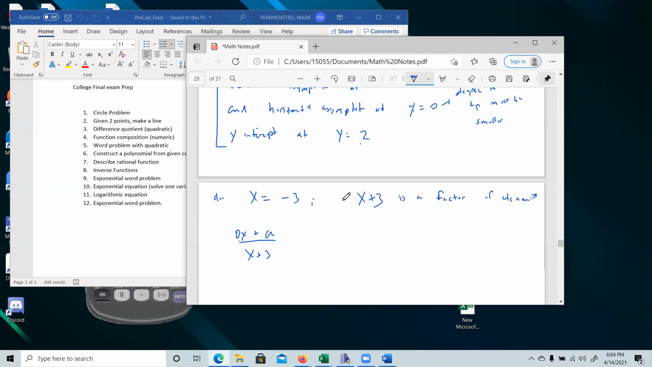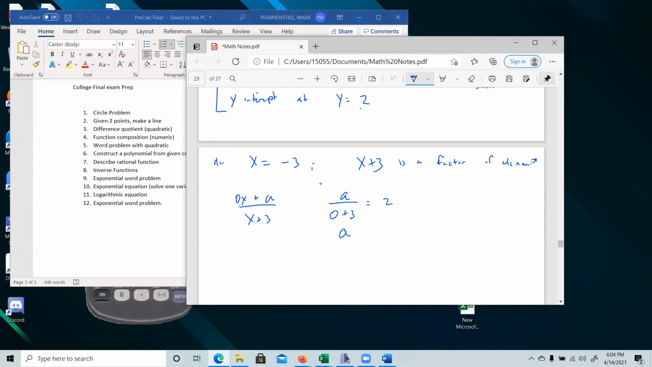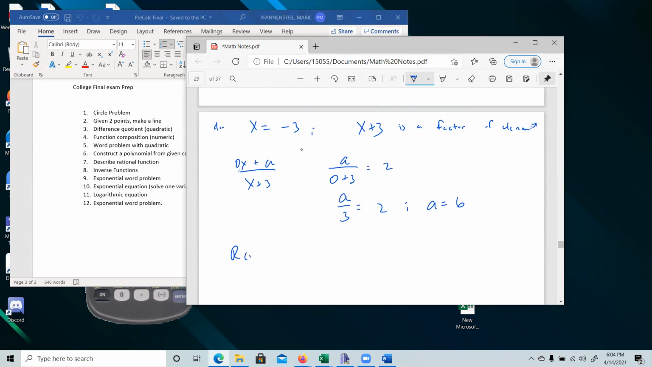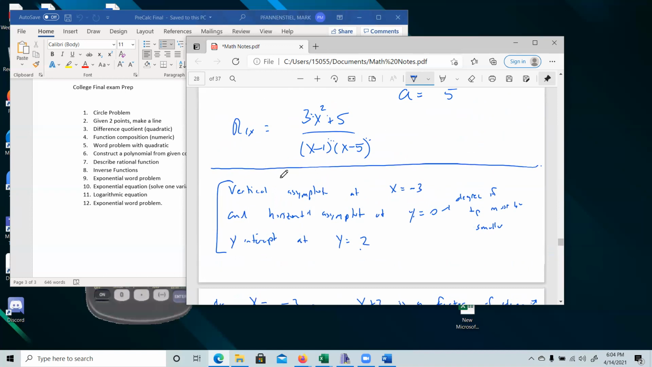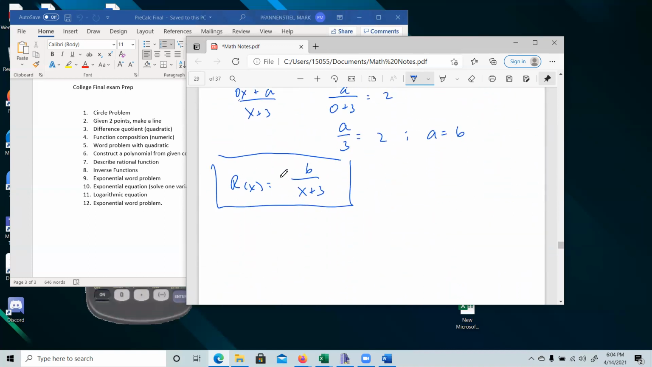Okay, but we are going to have some kind of a constant up here to deal with the fact that when I set x equal to 0, y has to be equal to 2. So we have a over 0 plus 3, that has to be 2. So we have a over 3 equals 2. A must be 6. Okay, so our function here is equal to 6 over x plus 3. That fits the conditions that you were given. All right.